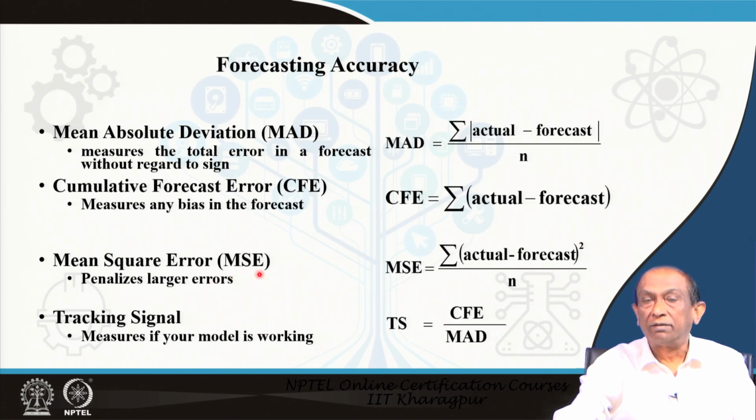Then mean square error. Here we are first taking the difference between actual demand and forecast demand, squaring it up, and then we are summing this over n periods and then divided by n. It is something like variance calculation. And we define tracking signal as Ts, which is the ratio of the cumulative forecast error divided by the mean absolute deviation.